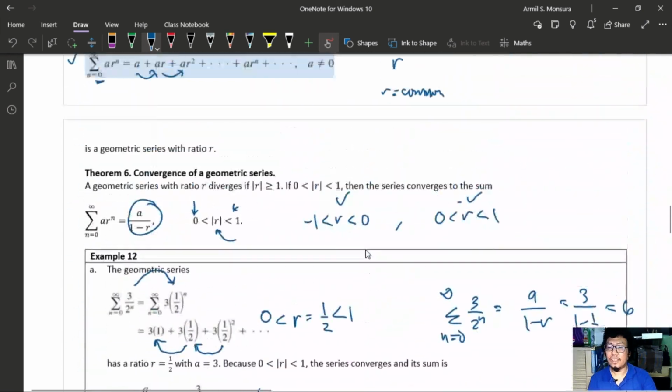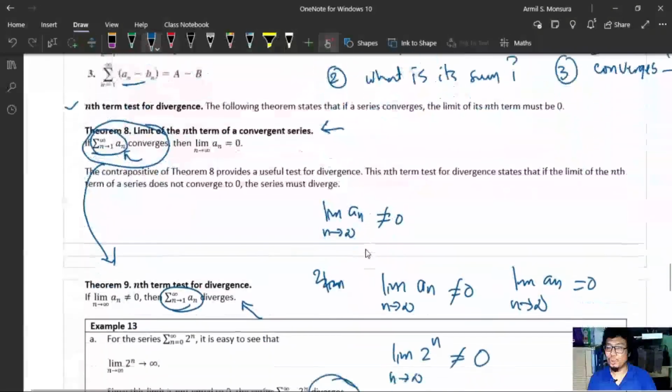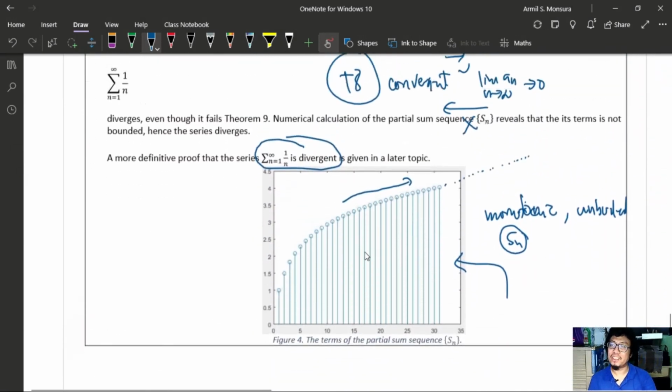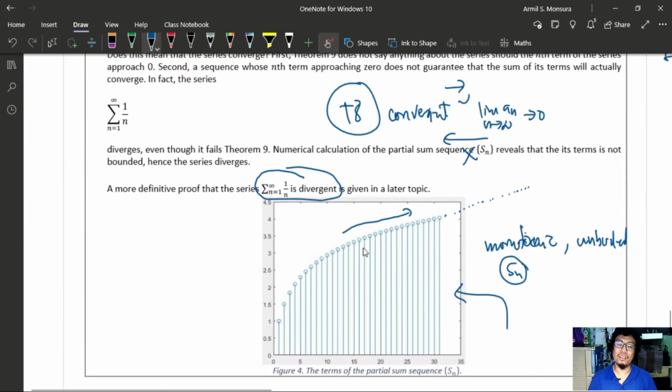So that ends this lesson. In the next lessons we will be covering more tests of convergence for your series.